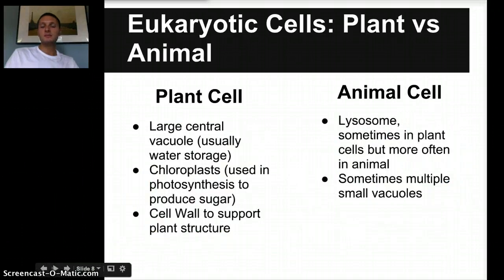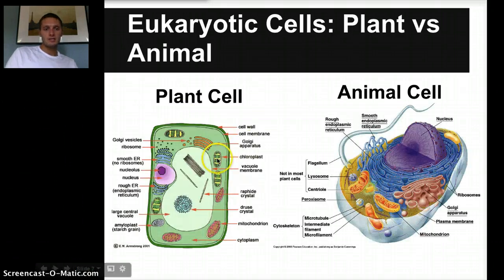So some of the differences between plant and animal cells, again, these are both types of eukaryotes. Differences between plants and animals: the plant usually has a large central vacuole. Oftentimes water can be stored there. And if we go back to our image, you can actually see here's our large central vacuole, and it takes up a huge proportion of the overall cell.